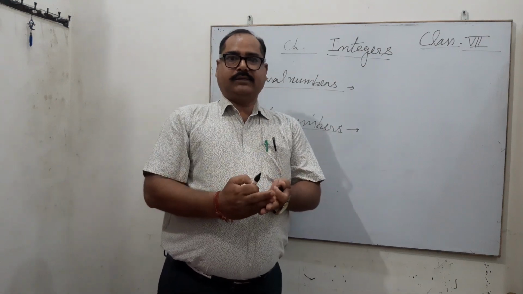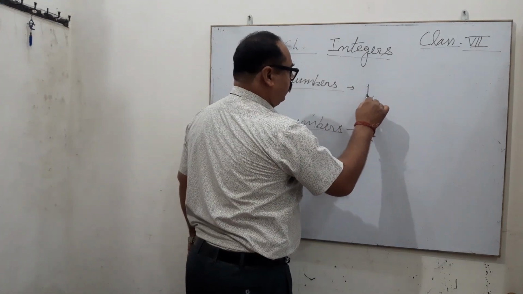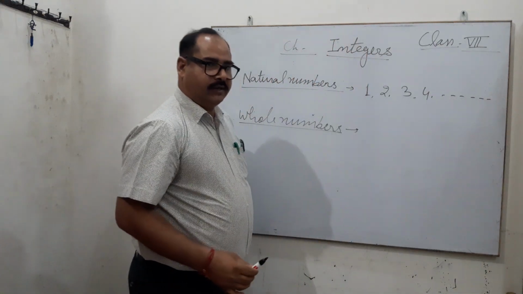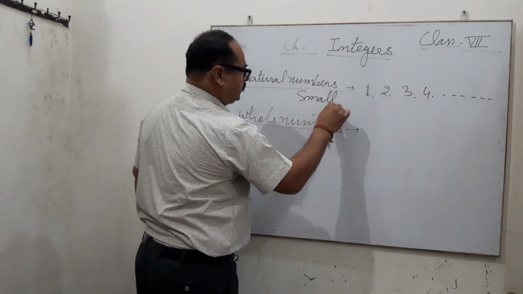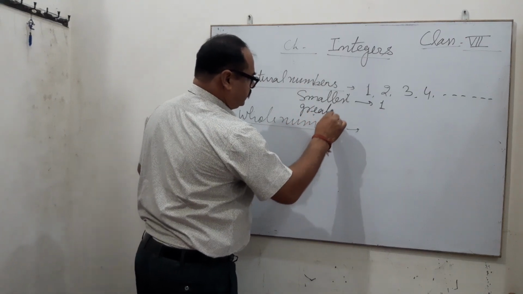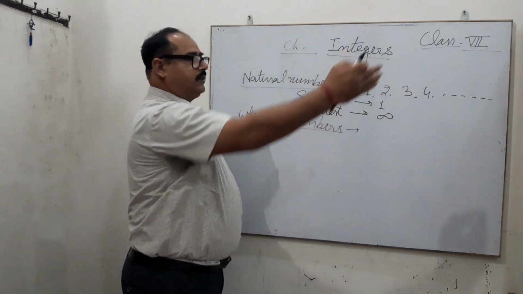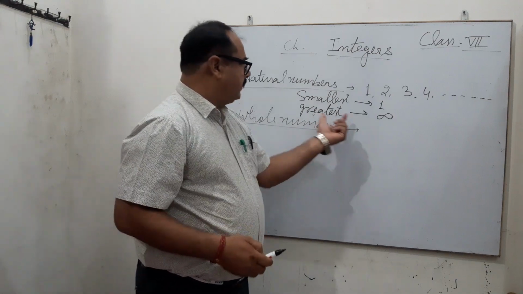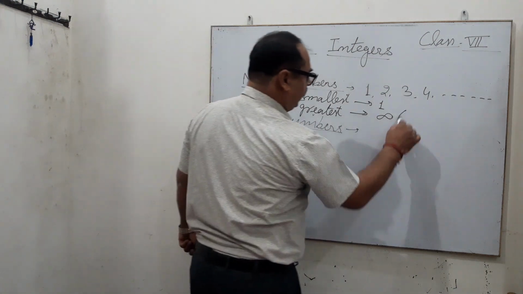The counting numbers starting from 1 onwards are called natural numbers. It means the smallest natural number is 1 and the greatest natural number is infinite. The largest number we cannot find out, so it is not defined. So we can say that the greatest natural number is infinite.